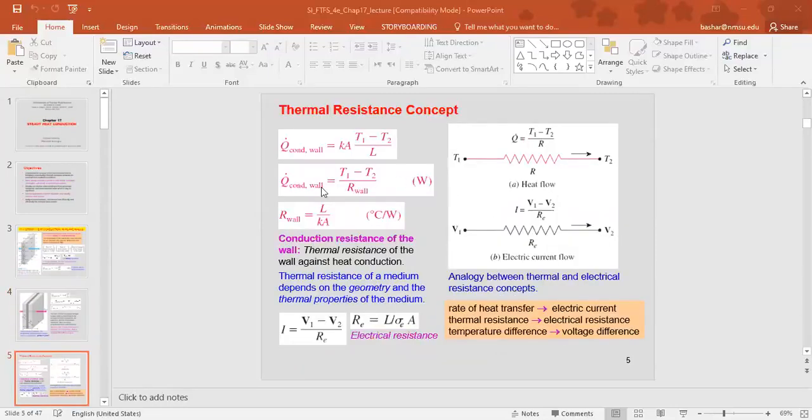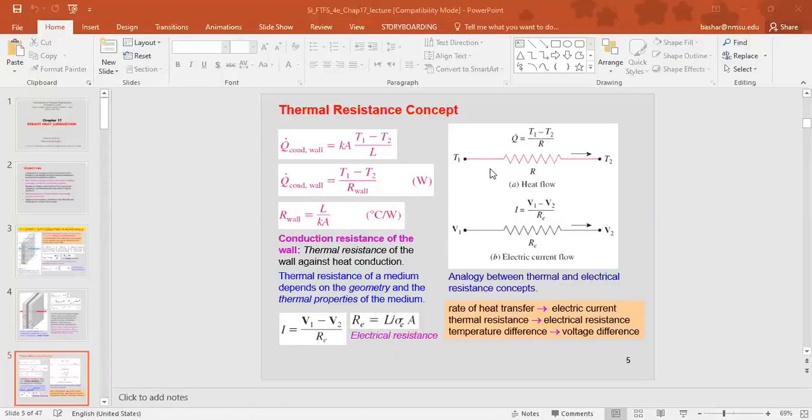Now the equation may also be rearranged to introduce the concept of the thermal resistance, where this is a conduction thermal resistance. If we compare the two forms of the Fourier's law of heat conduction through a plane wall without heat generation, then the conduction thermal resistance of the wall equals the thickness of the wall divided by K times the cross-sectional area.